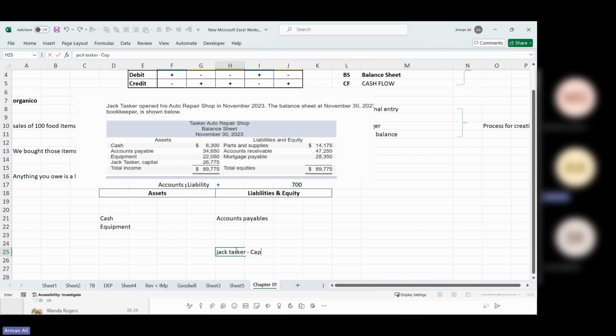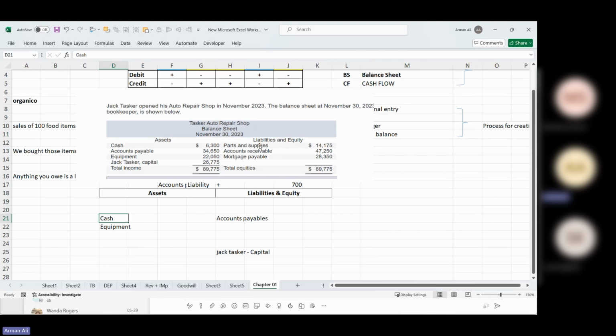Jack Tasker Capital. So we've done cash, we've done accounts payable, we have done equipment, we have allocated Jack Tasker capital. The last one is total income, and total income is not the correct name for it. So this one is entirely wrong. I would cross it out.